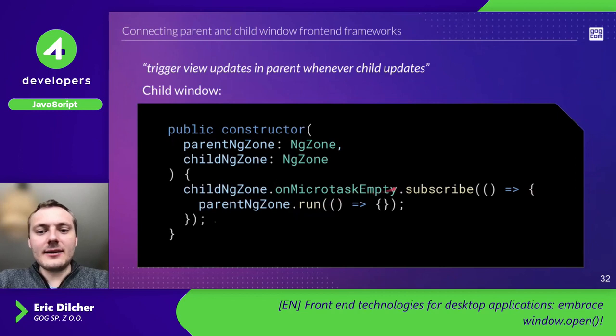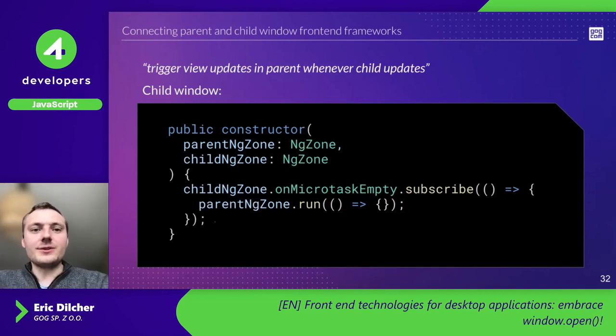And this time we, again, react to the on microtask empty observable. And every time this happens, we actually manually push something to run on the parent window's ng-zone. And this running, in this case, it's a no operation function callback, but just running something on the ng-zone will again trigger the on microtask empty queue.